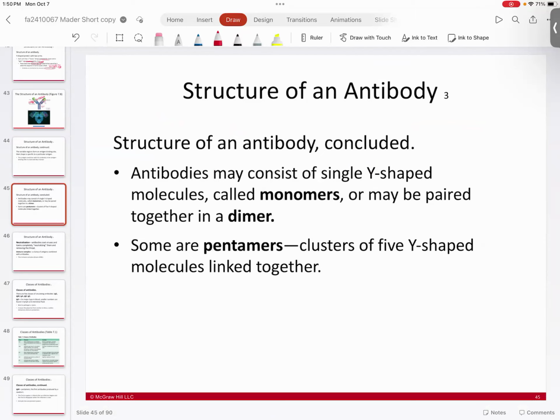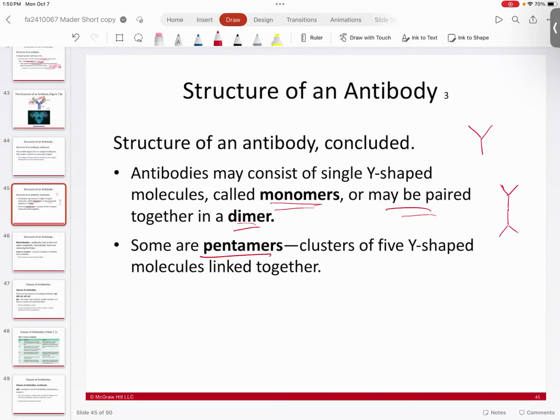Okay, so we take a look at the structure. We already mentioned that they're kind of Y-shaped molecules. Typically, we'll refer to these as monomers. So if you just have one Y shape, that's a monomer. Sometimes they can be paired together as a dimer. For instance, you can have antibodies that are connected end to end. That would be a dimer. So that's one possibility, one strategy.